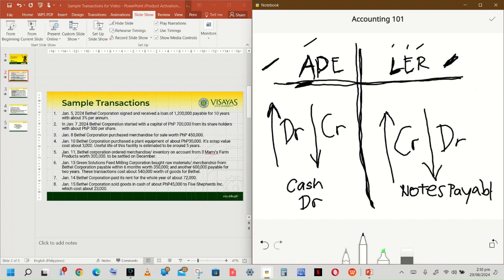There will be an increase in the notes payable, and an increase in the notes payable means the value must be credited on it. If there is a debit, there must be a credit. So that's the pair on the first transaction.